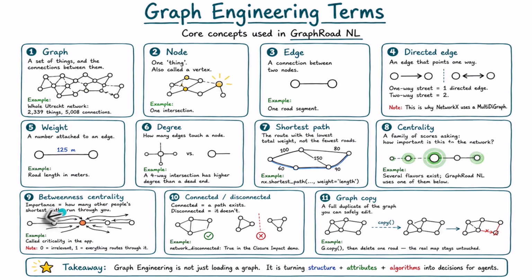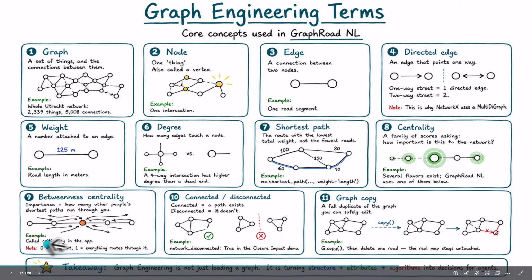Because it's a big connected network like that, you cannot just think of it only as the degree, but more like between the clusters of connections. And then we have 0 as irrelevant and 1 as everything routes through that.